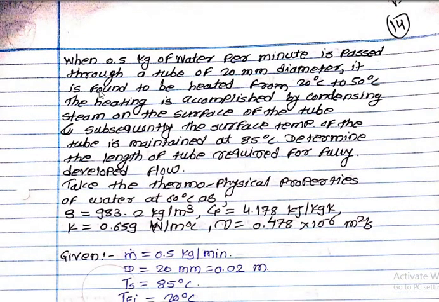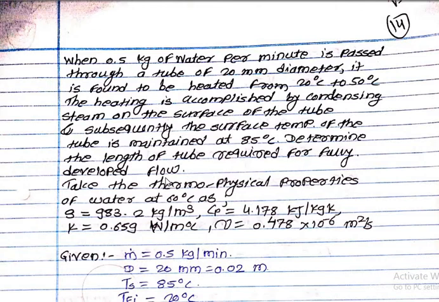Now here we'll see the problems related to flow through pipe. When 0.5 kg of water per minute passes through a tube of 20 mm diameter, it is found to be heated from 20 degrees Celsius to 50 degrees Celsius. The heating is accomplished by condensing steam on the surface of the tube, and subsequently the surface temperature of the tube is maintained at 85 degrees Celsius. Determine the length of tube required for fully developed flow.